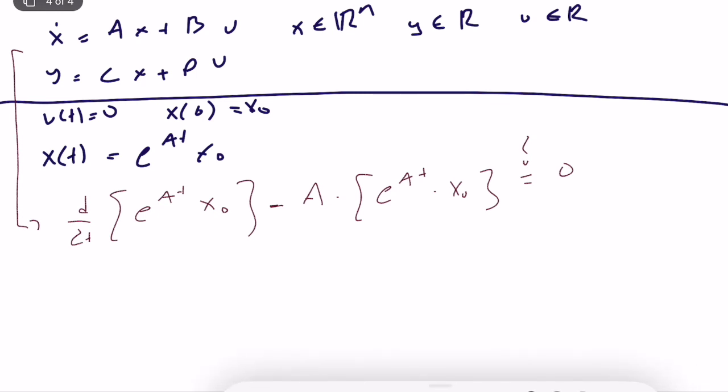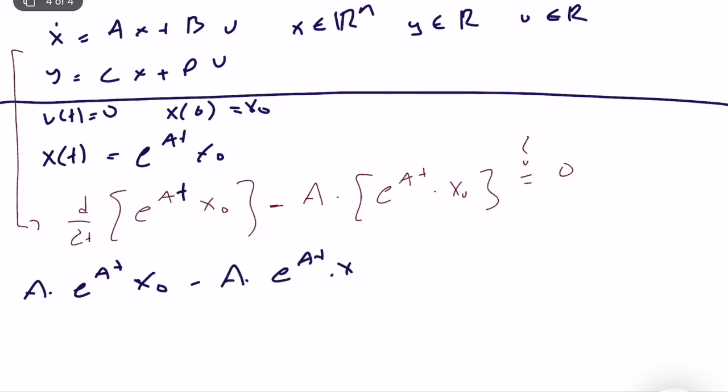So let's take the derivative here. This is t. If we compute the derivative, we can easily see that, okay, let's compute the derivative. e to the power at, a times e to the power at times x naught, minus a times e to the power at times x naught is equal to 0. It's true, right? It's 0. So since it's 0, it technically solves our equation.